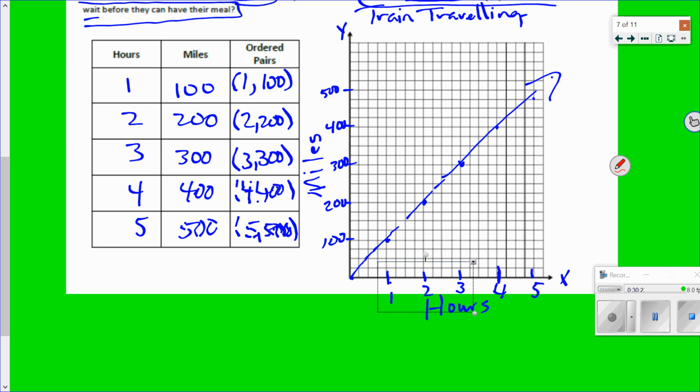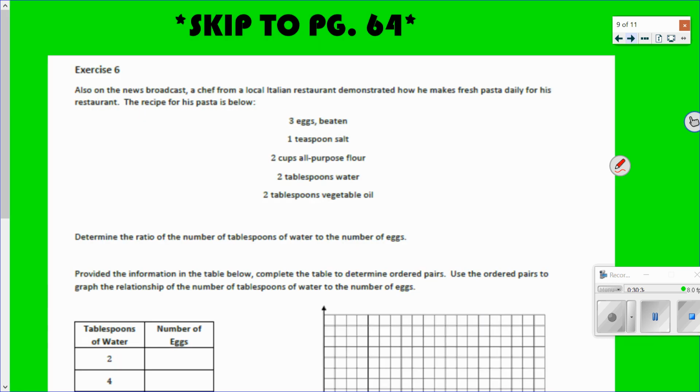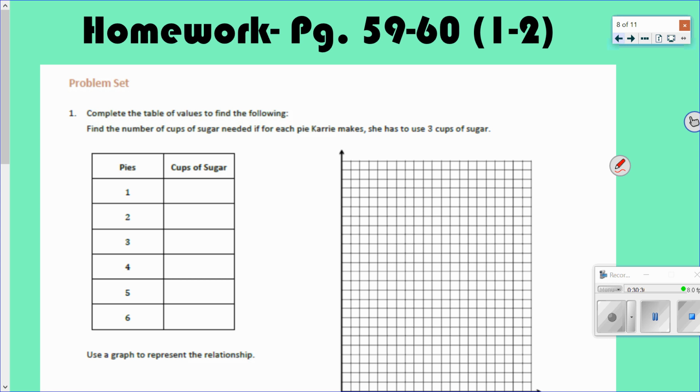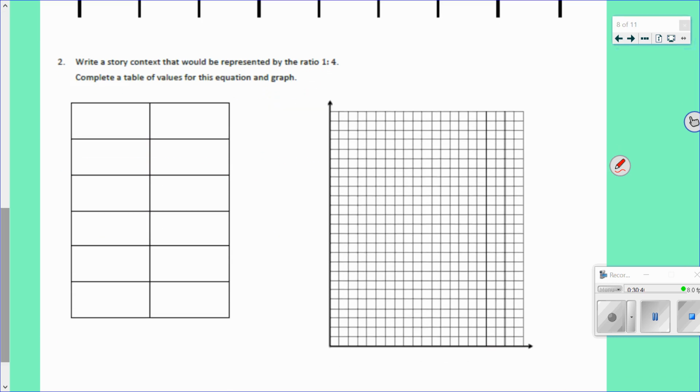Okay, so guys, next page. This is your homework. Go ahead and carry it out. Page 59 and 60 are back to back. This will probably look very familiar to you if you look at page 59. Page 60 is just a different one.